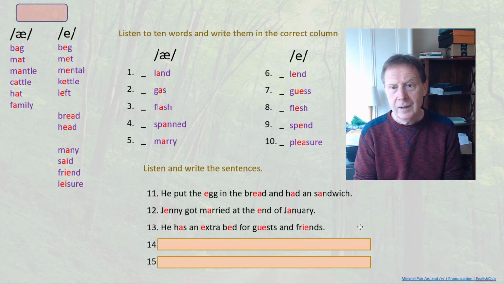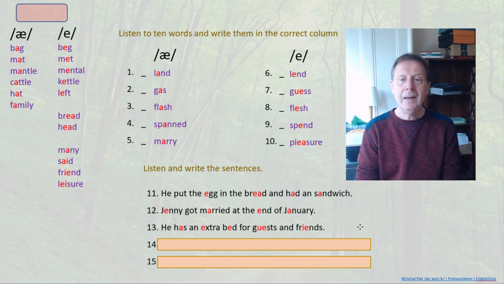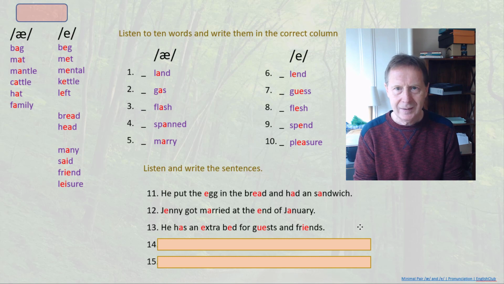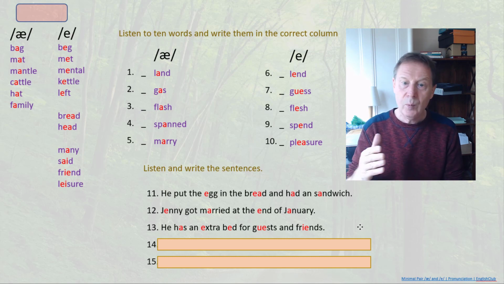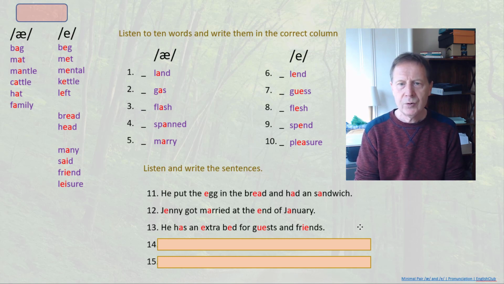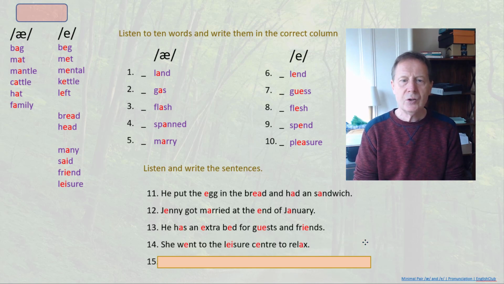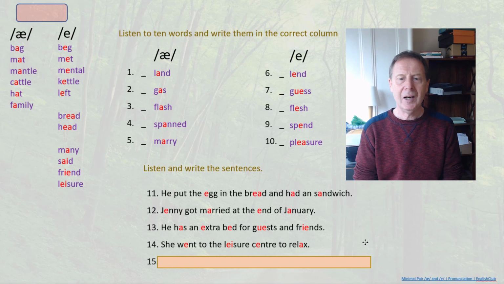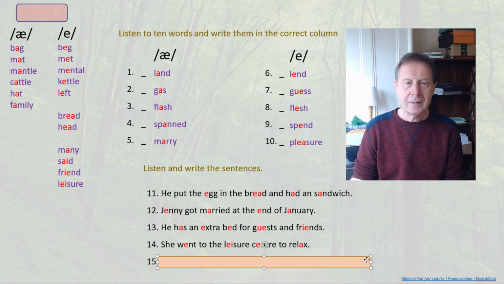And you can see we have the irregular spelling in the word guests, which is similar to guess with UE, and also friends with IE as the spelling for the sound e. Number 14. She went to the leisure centre to relax. And there we have irregular spelling in leisure.